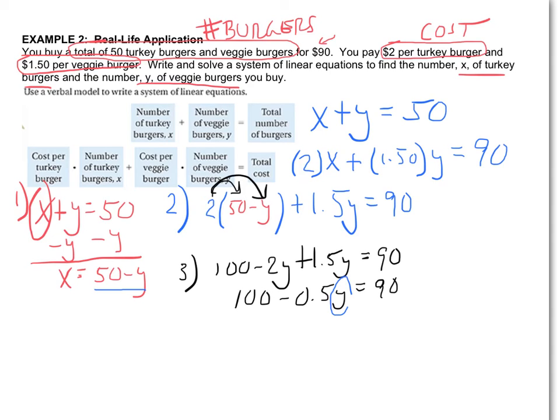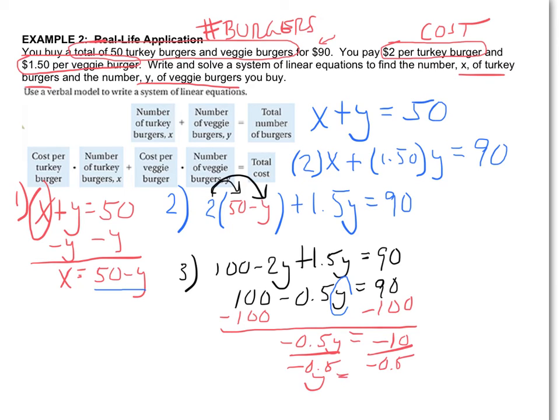Remember, I'm solving for y's, so I need to get that by itself. So my first move here is to subtract the 100. Remember, the sign out in the front tells me that we're adding 100, so I subtract 100. So I have negative 0.5 y's equals negative 10. When I divide by negative 0.5, y equals 20.